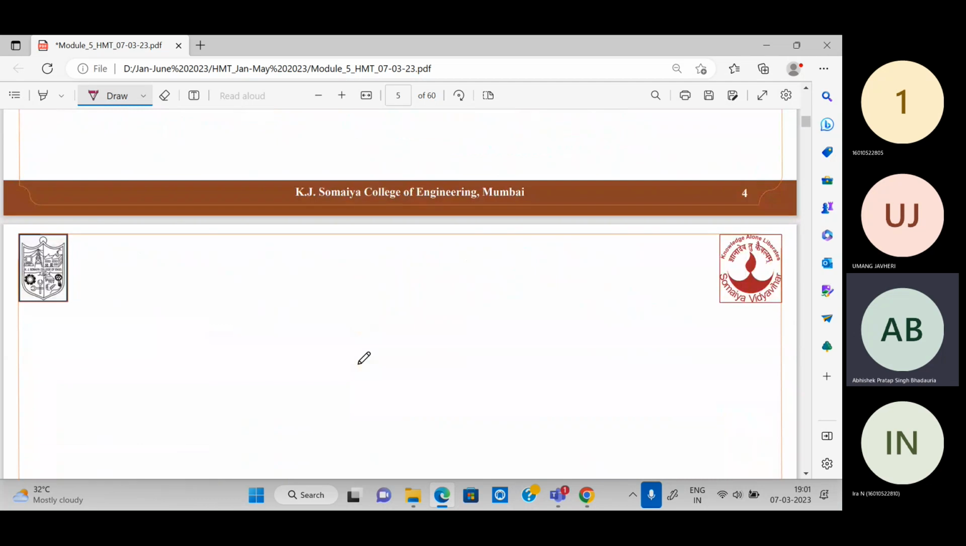Now let's talk about some general terms which are very important to understand this mass transfer mechanism, that is the concentration, velocities, and fluxes. Let's see the concentration first of all.